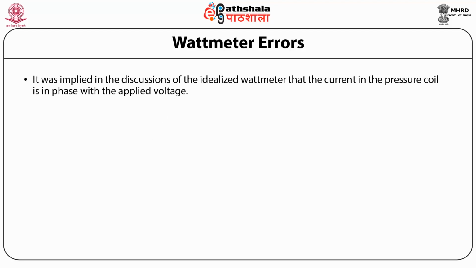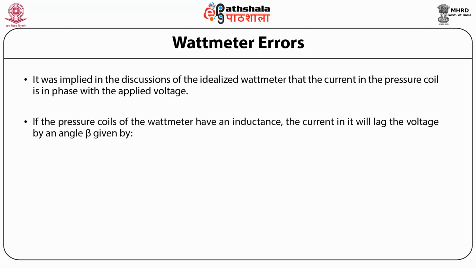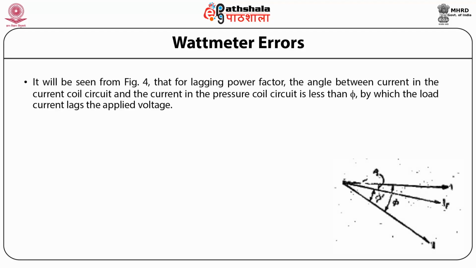It was implied in the discussions of the idealized wattmeter that the current in the pressure coil is in phase with the applied voltage. If the pressure coils of the wattmeter have an inductance, the current in it will lag the voltage by an angle beta, given by beta is equal to tan inverse of omega L by capital R plus Rp.